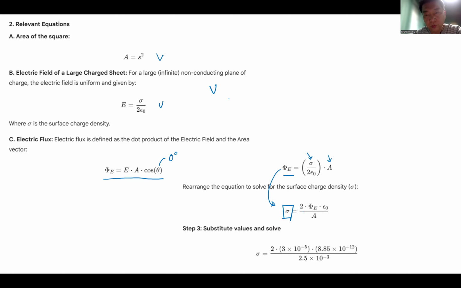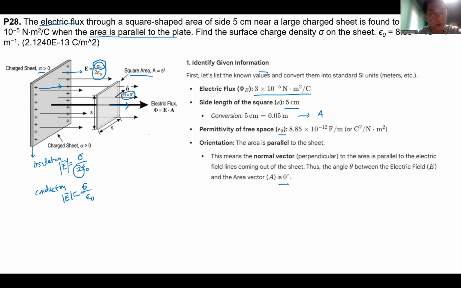So flux is known, epsilon is known, area is known. So we can find out the charge density of this charged sheet. Okay.